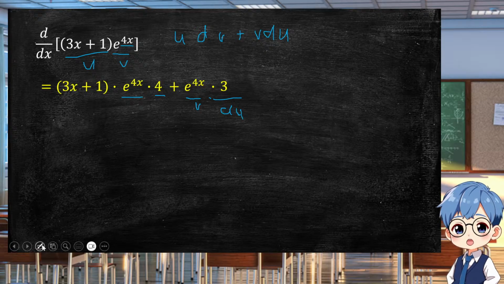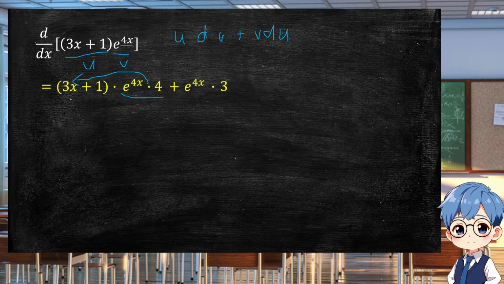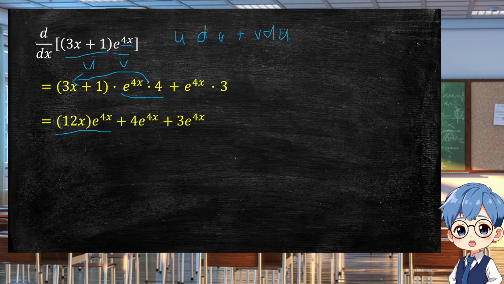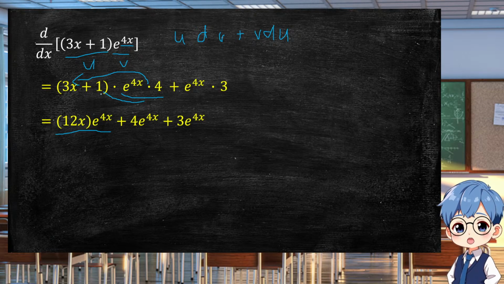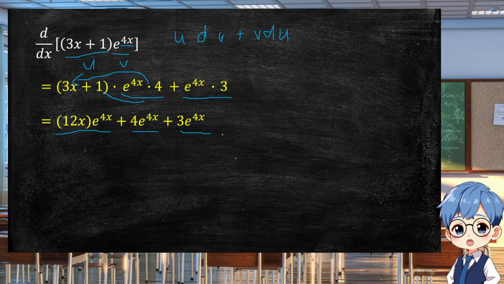Okay. So we rearrange. We distribute if we can distribute. So in this scenario, we distribute e to the power 4x times 4. If I multiply it in this part, 3x, so 3 times 4 is 12. So we have 12x and then e to the power of 4x. Next, distribute this again to 1. So we will have 4e to the power 4x. And then of course, this one, just rearrange. So we have 3e to the power 4x.